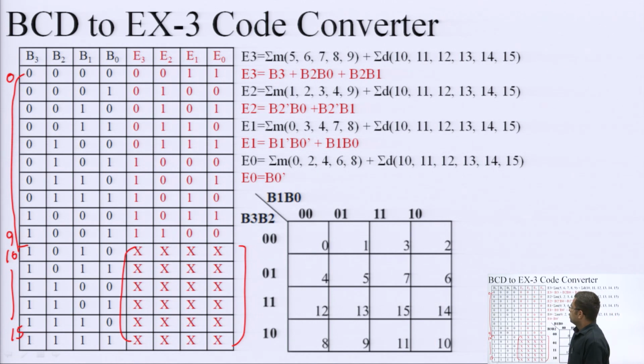So, 0 plus 3 becomes 3, that means 0011. Similarly, you can check the last case, 1001: when you add 3 to it, 1001 plus 3 gives 1100. So, this is the truth table for the BCD to XS3 code converter.